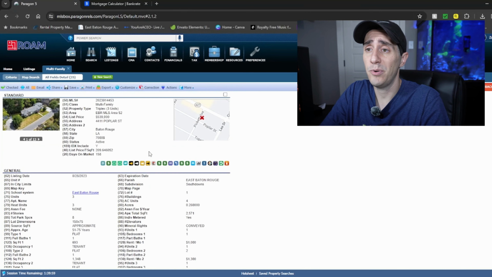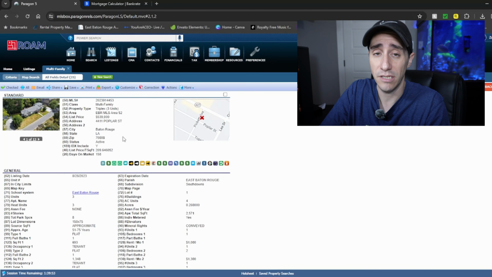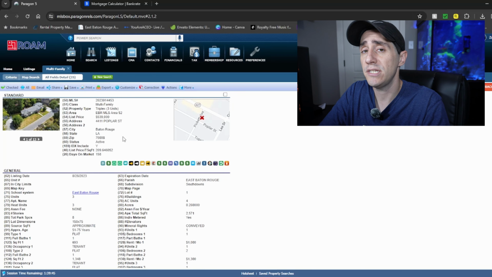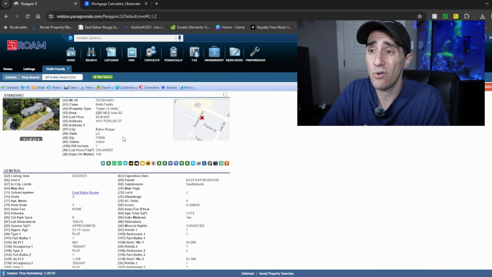Okay, so here's a nice property, right? It's a triplex, it's near the LSU campus, so you know the tenant location is gonna be good. It's a location that is gonna be booming, it's gonna stay booming. There's a lot of money that is poured into this area all the time. So let's look at these numbers, see, is it good or is it bad?